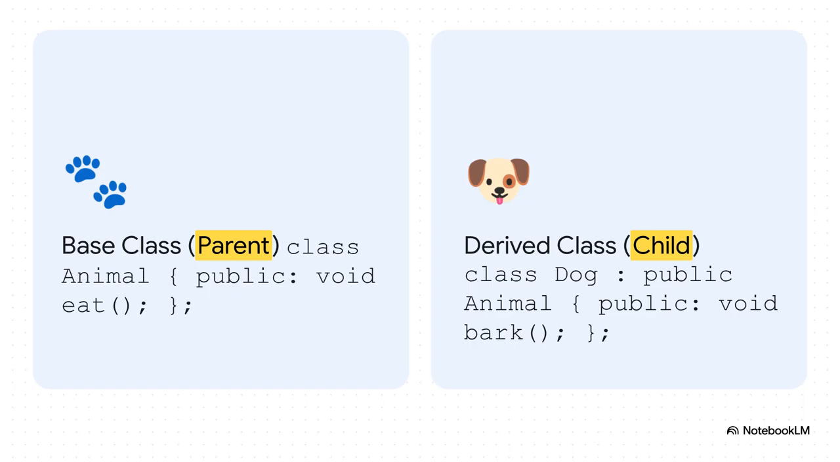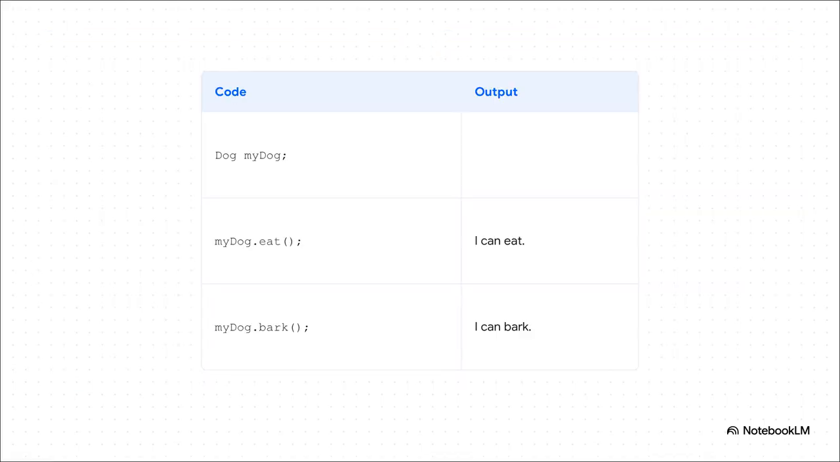And what does this actually get us? Well, we create a new dog object, we'll call it myDog, and here's the cool part: even though the eat method isn't written anywhere inside the dog class itself, our myDog object can still use it. That's inheritance in action. And of course, it can also use its own special method, bark. It gets the best of both worlds.